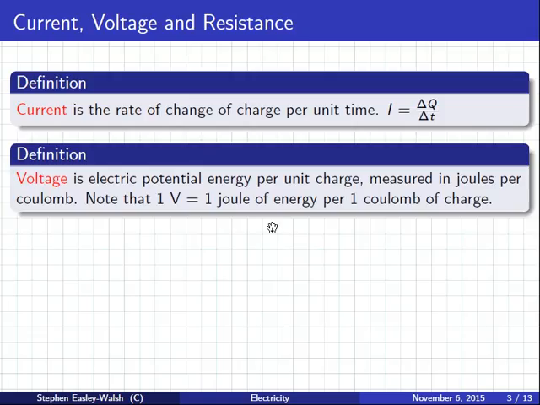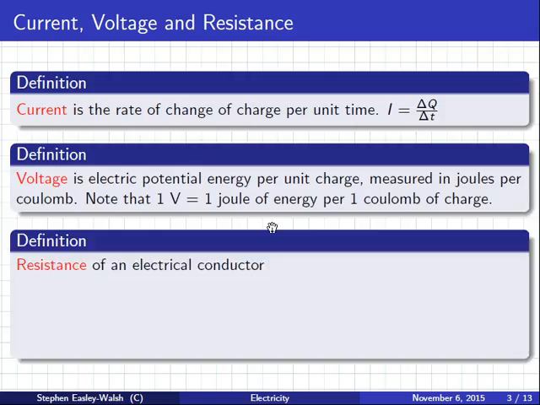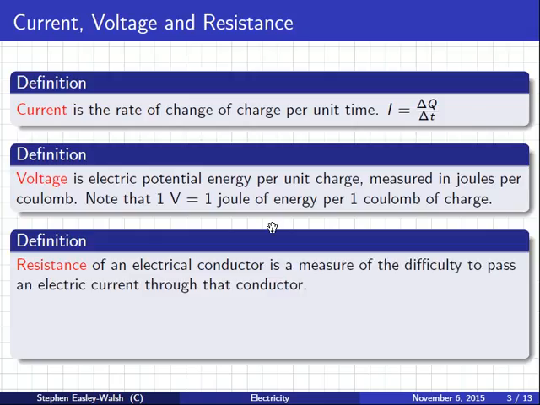Let's continue. So, resistance now. So resistance of an electrical conductor is a measure of the difficulty to pass an electric current through the conductor, and the unit is the ohms. So you know this word conductor from chemistry.